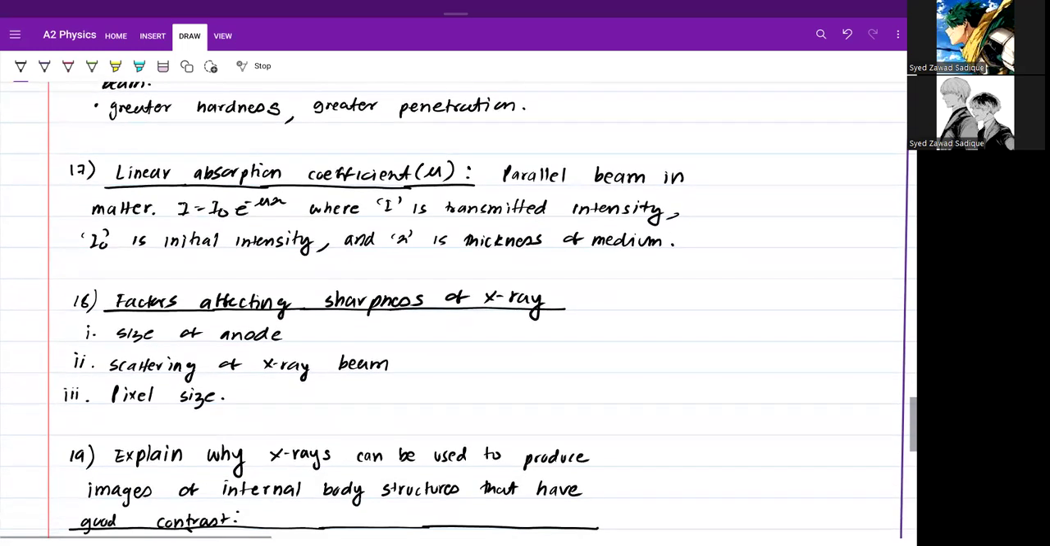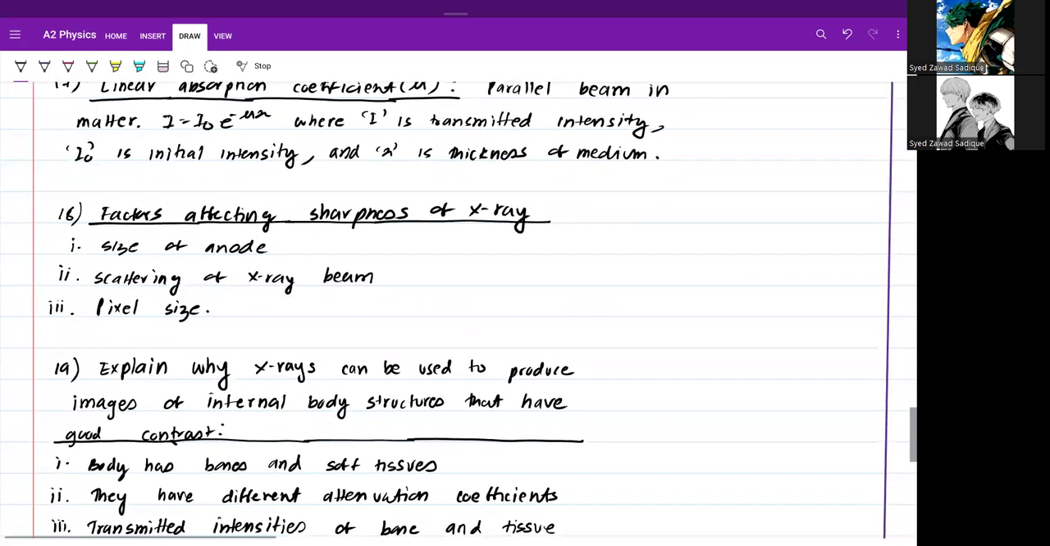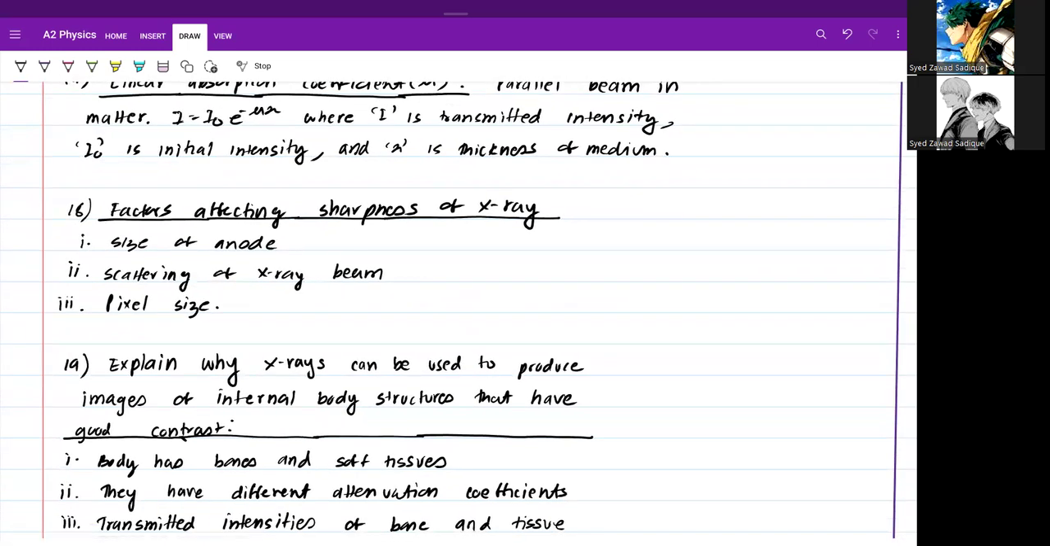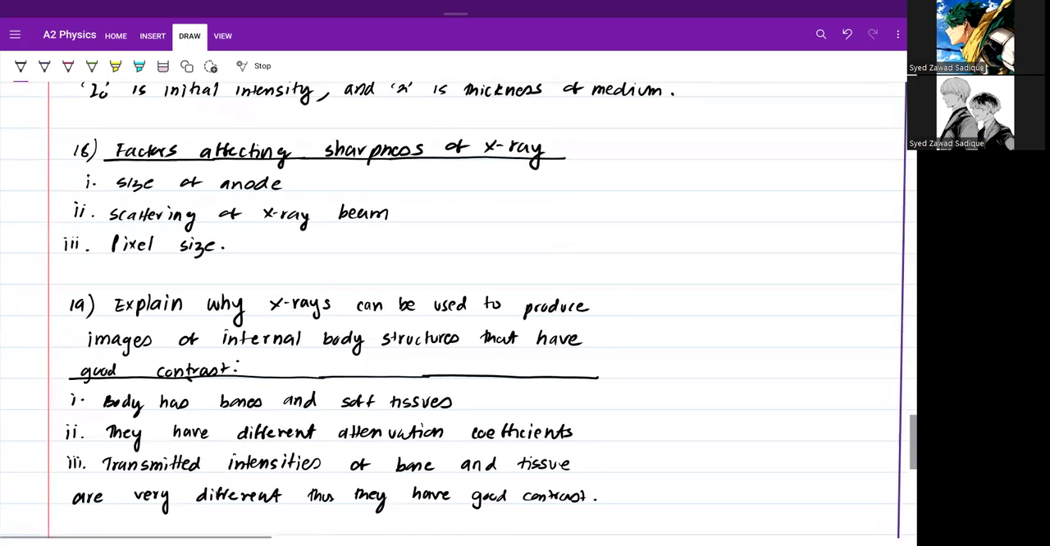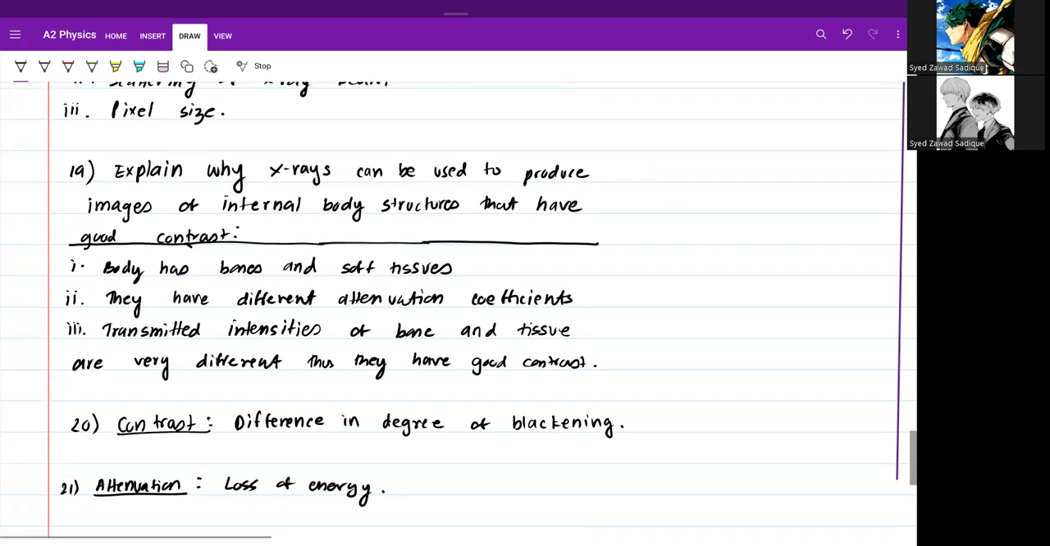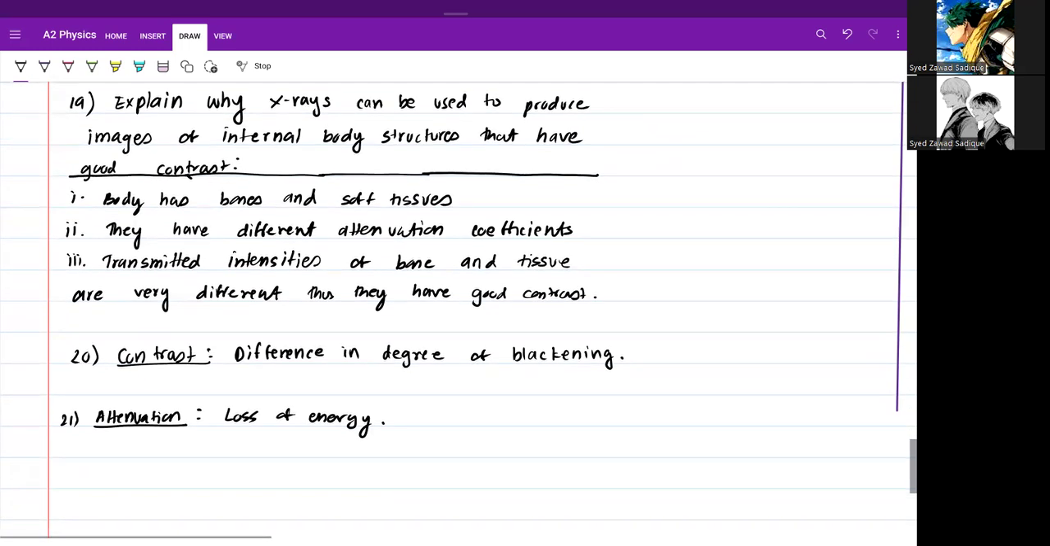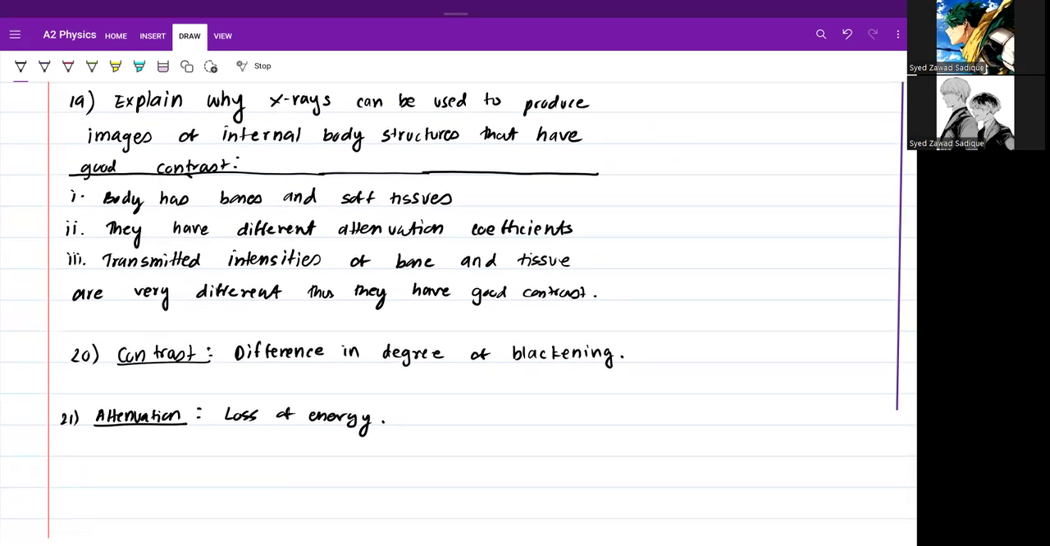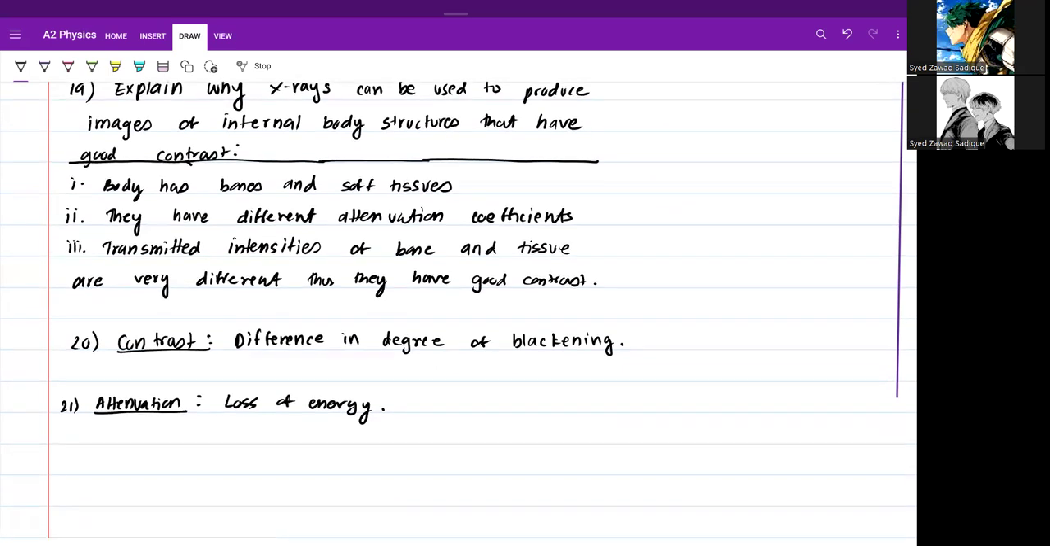Factors affecting sharpness of X-ray: size of anode, scattering of X-ray beam, pixel size. Explain why X-rays can be used to produce images of internal body structures that have good contrast. The body has bones and soft tissues. They have different attenuation coefficients. Transmitted intensities of bone and tissue are very different, thus they have good contrast. What's contrast? Contrast is the difference in degree of blackening, and attenuation is loss of energy.